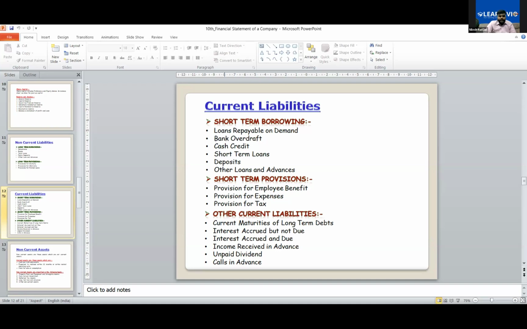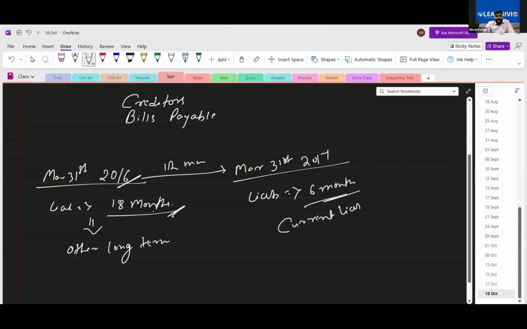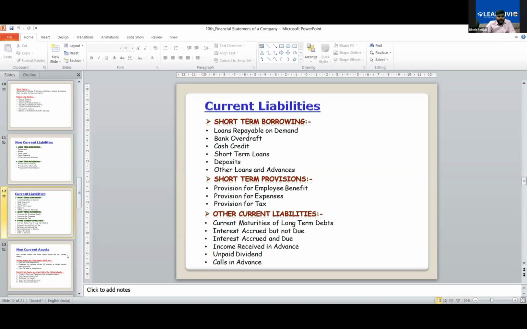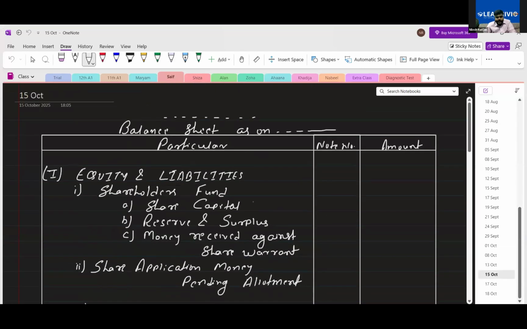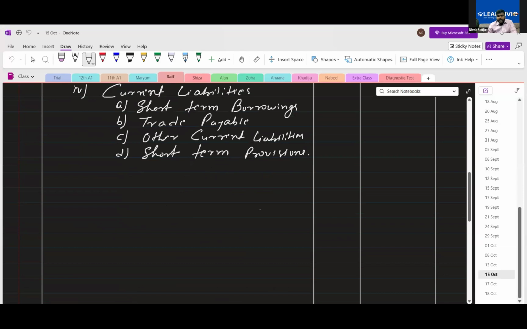Okay. So after this, there are non-current assets. Now we will again go to the format. So this part is complete, the first side of the balance sheet. I told you there are two sides. One is called equity and liabilities. The second is called assets.